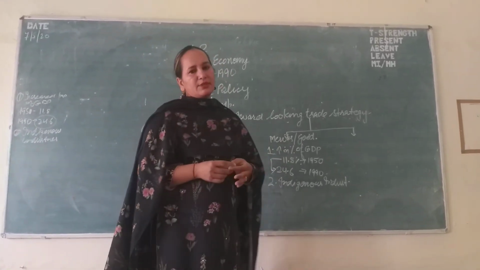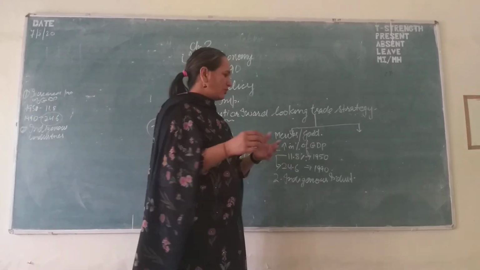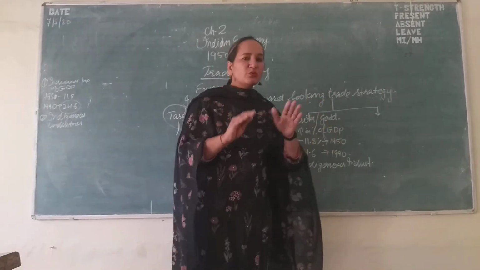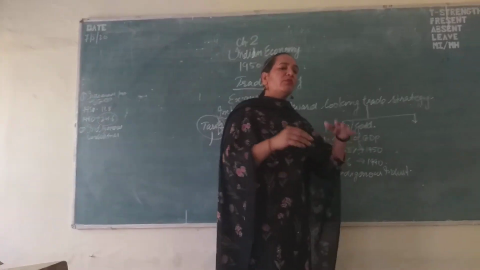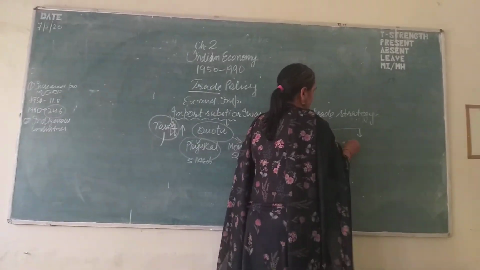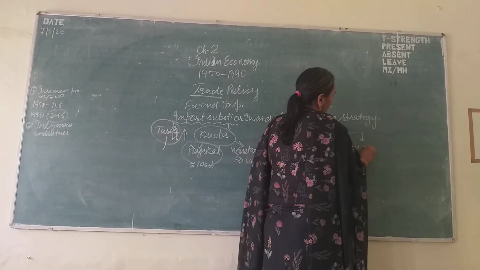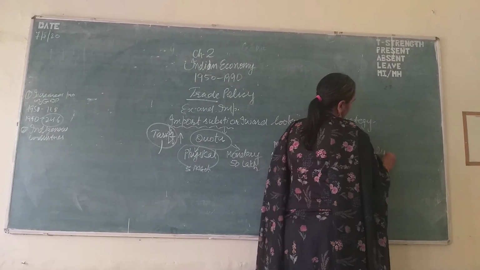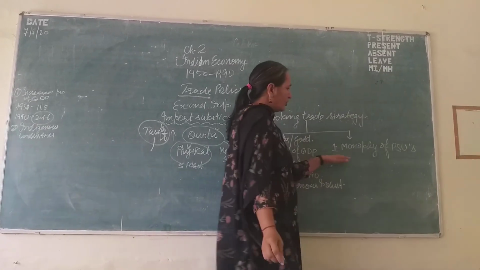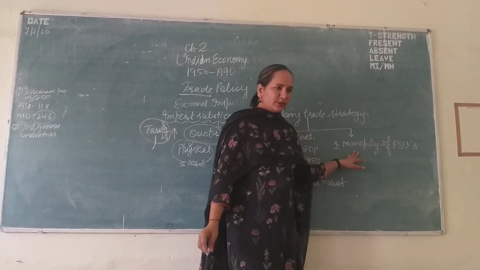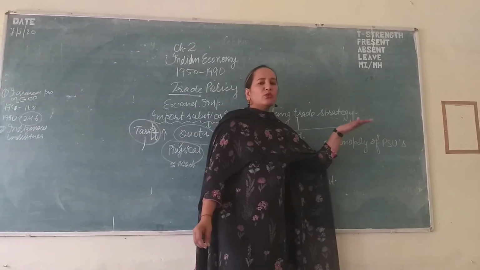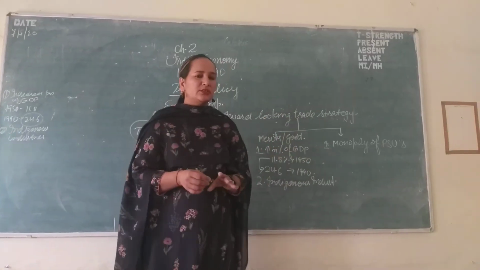This policy is having certain drawbacks also. Every coin has two sides. While following inward-looking trade strategy, protection was given to the industrialists from foreign competition. So there are certain drawbacks. First drawback is monopoly of public sector industries. Monopoly of PSUs. Monopoly means, we have done in class 11th also, mono means single, poly means seller. So it means the government was the only seller, only producer.